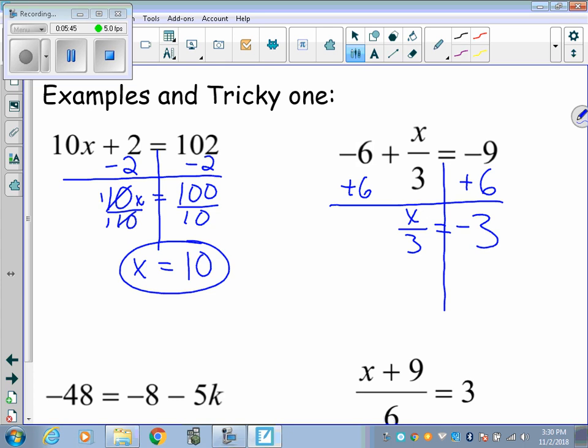So we have bigger absolute value, that is. So we have x over 3 equals -3. Now how do we get rid of the dividing by 3? Oh, that's right, we multiply by 3. And I always like putting them to the side, not below like we did everything else.